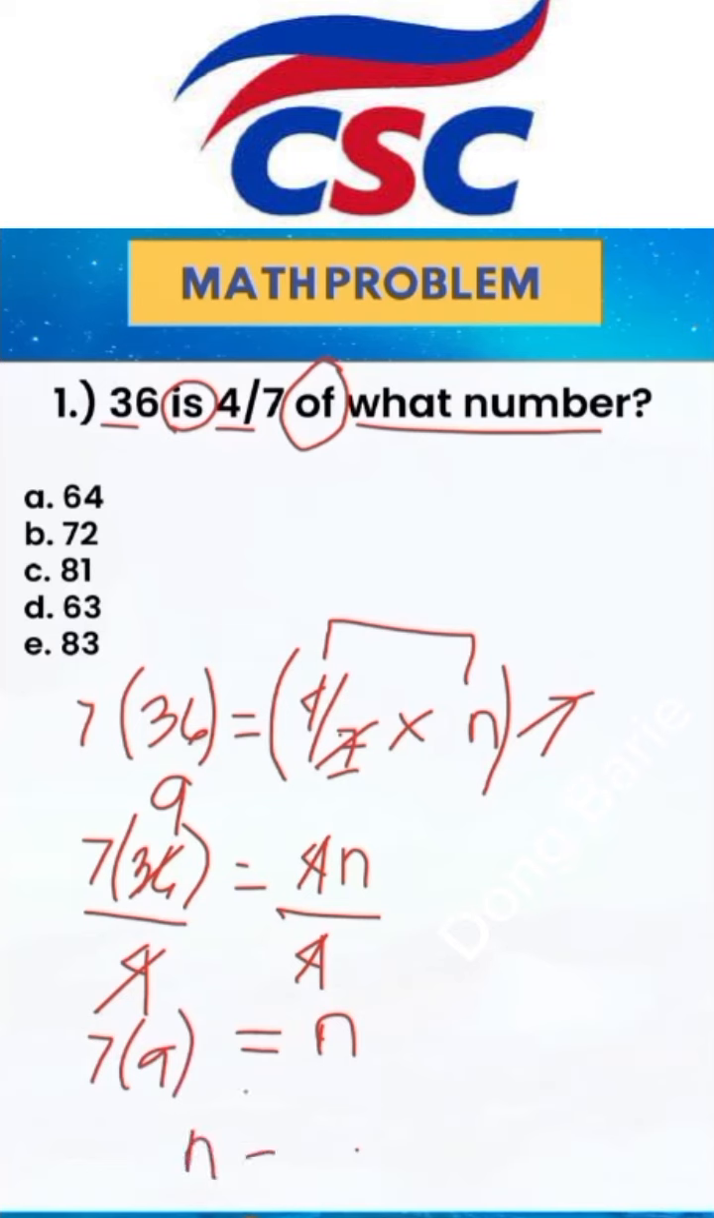Therefore, n is equal to 7 times 9 is equal to 63. And the answer is letter D. Okay, pag may nakita kayong kalintulad ng problem ito, ganun po yung gawin po ninyo.